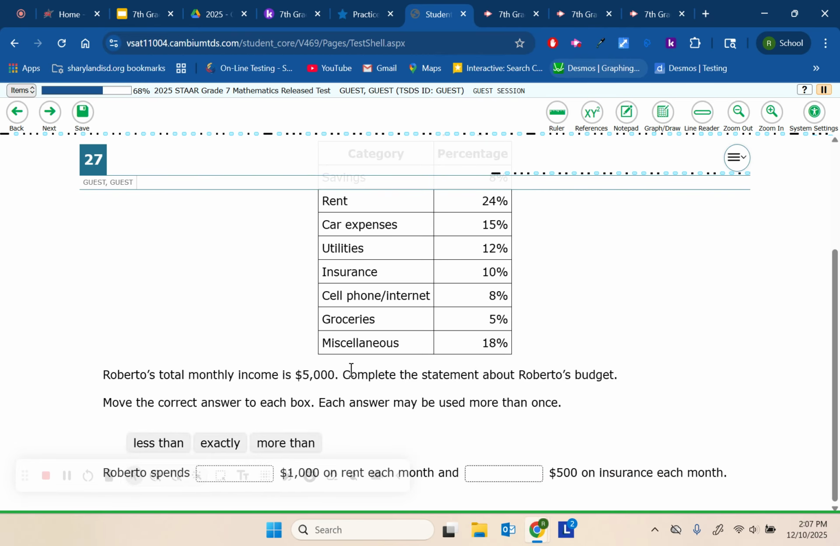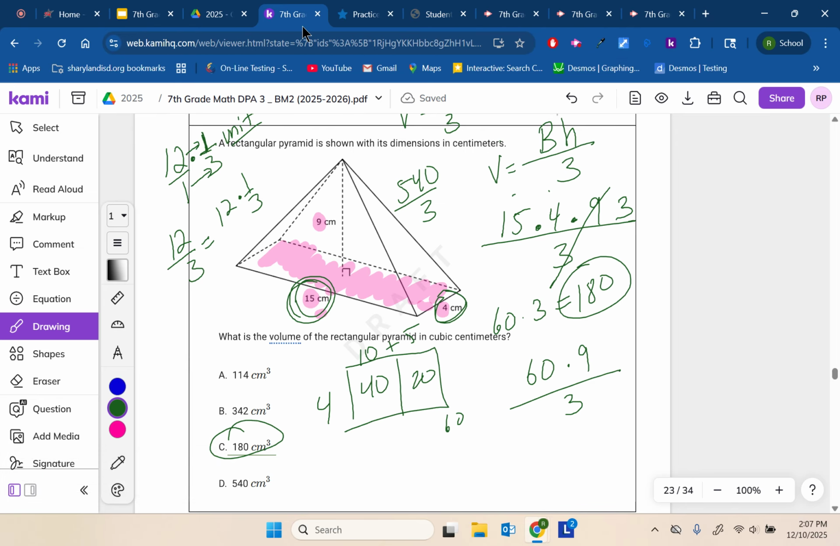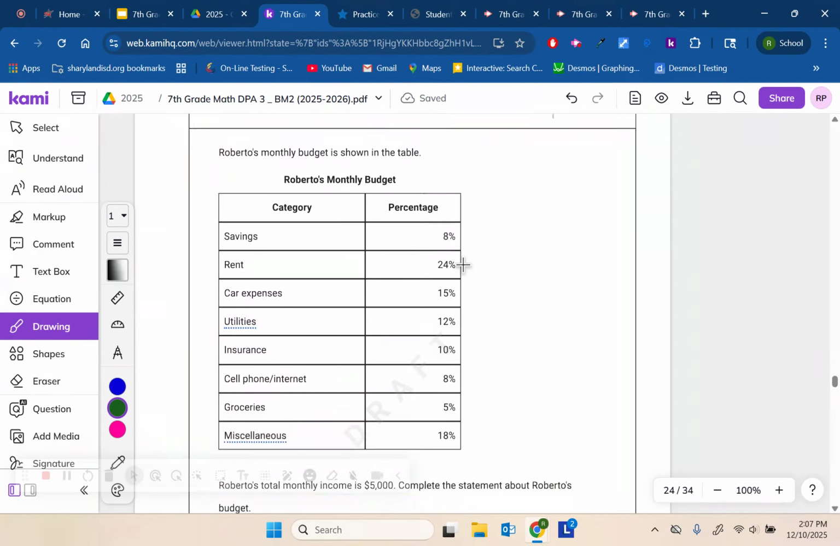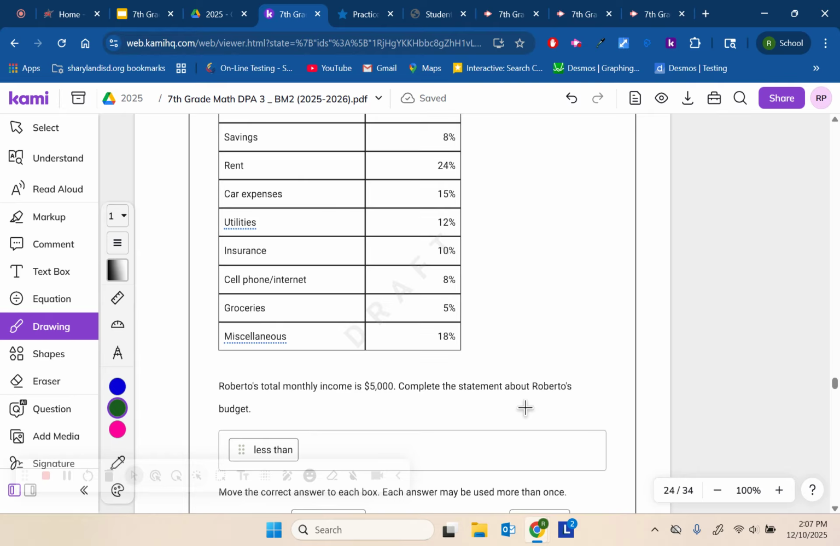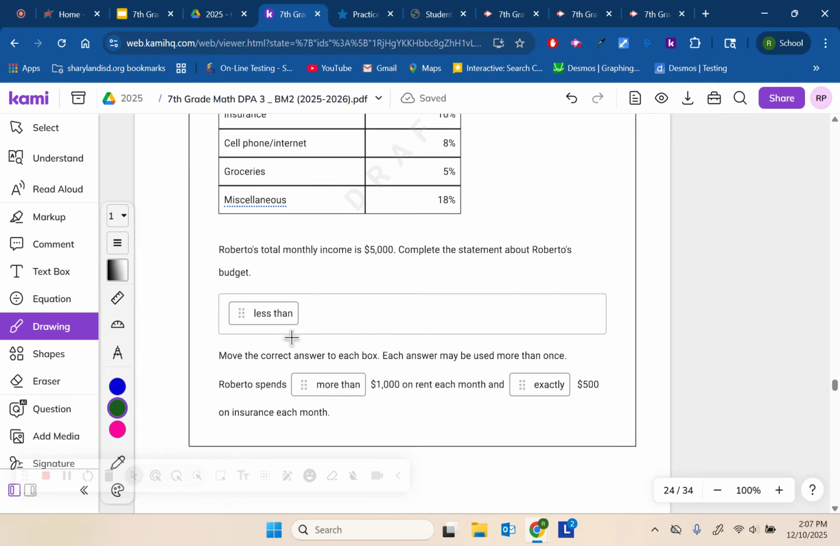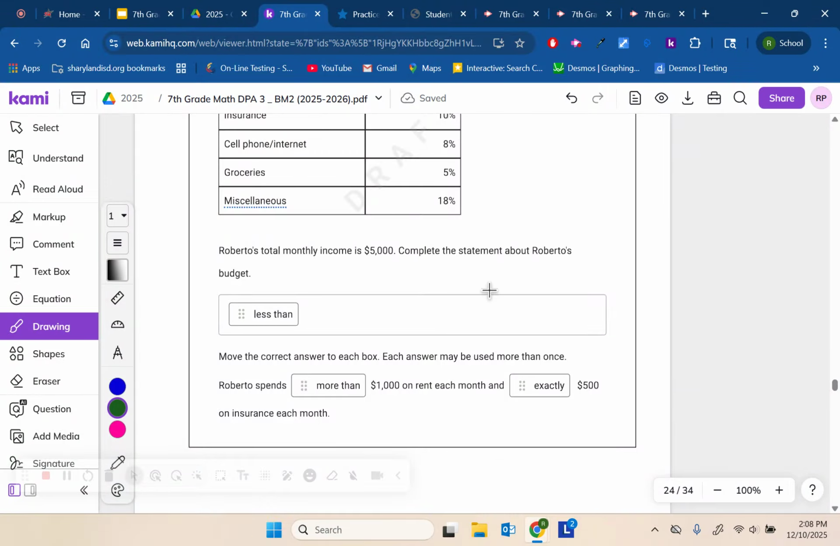So I've got to ask some questions based on that and do some math on it. I'm going to pretend I have my scratch paper over here, and I'm going to work it out down here. So what do I know? The first thing is that they're asking me what is true. I know the answer is more than, but it's $1,000 on rent. We don't know that part yet, right?